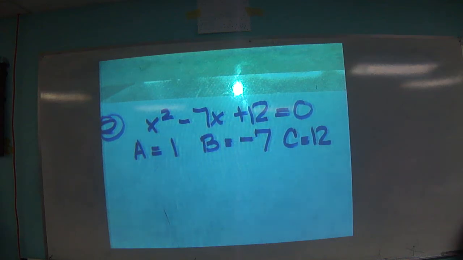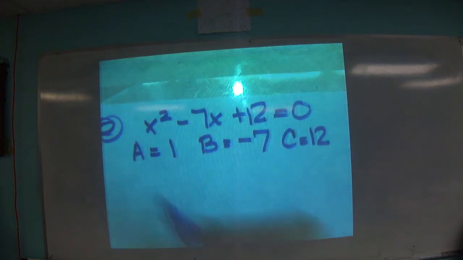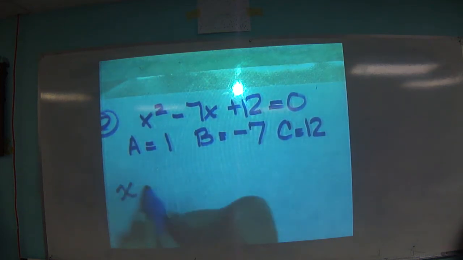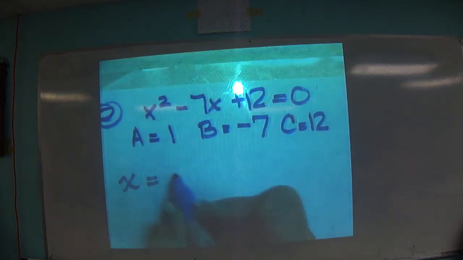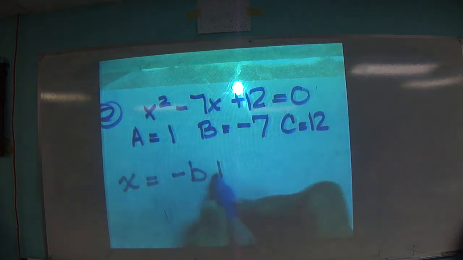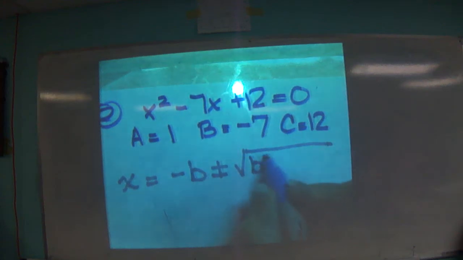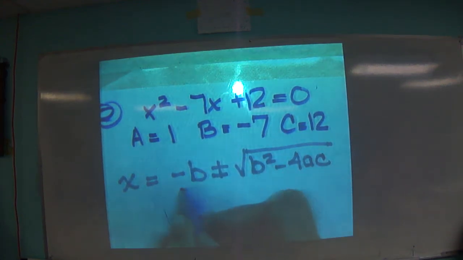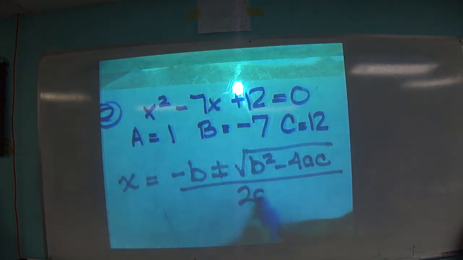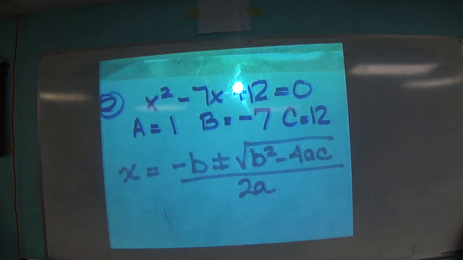you really need to memorize, which is why I have my big project. x equals the opposite of b plus or minus the square root of b squared minus 4ac, all over 2a. And it just finds your x roots, regardless of what the values are. So what do you do with it?